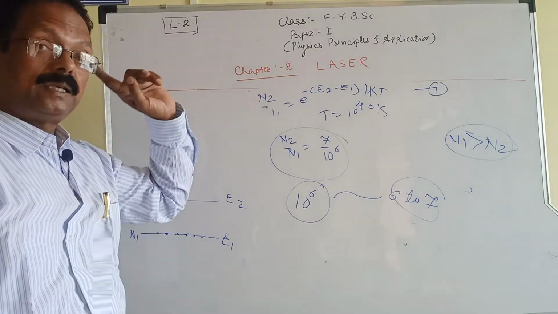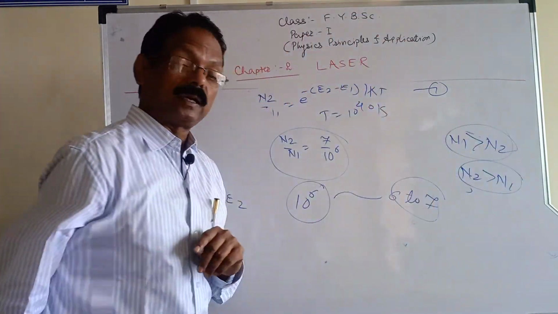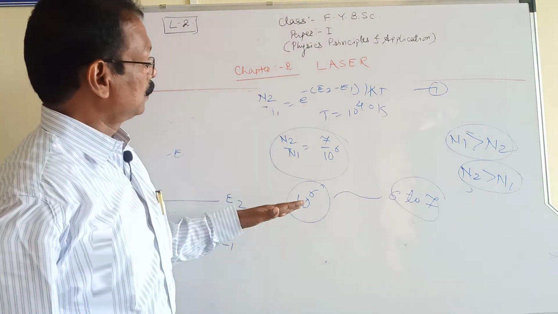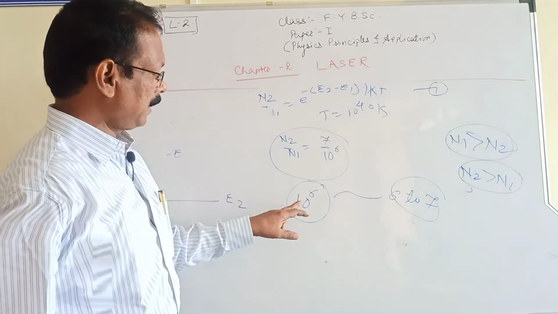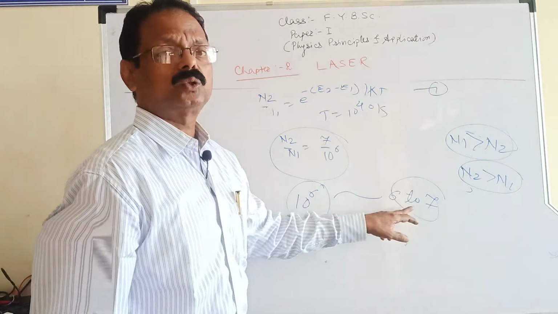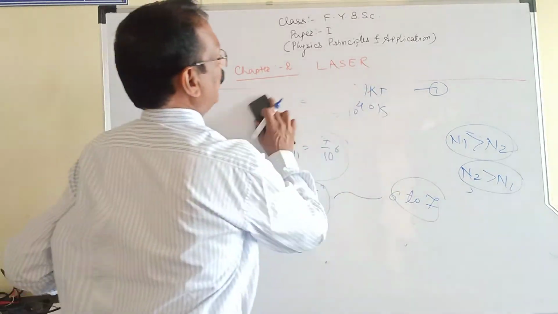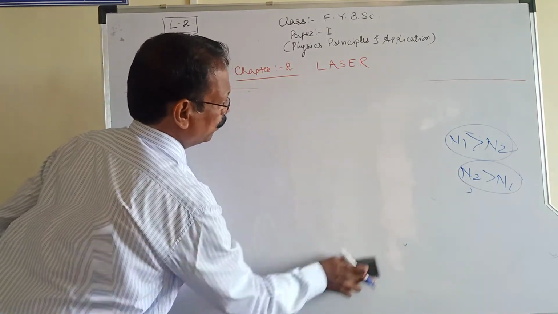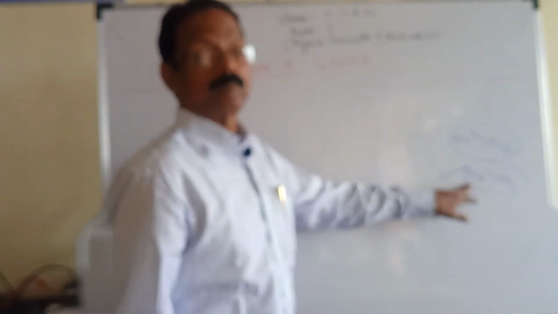So if the stage is reached when N2 is greater than N1, this is the population inversion. But it is very hard. But this stage has been achieved by scientists. So from this equation we proved that at 10 raised to 4 degrees Kelvin, out of 10 raised to 6 atoms, only 6 to 7 atoms go to the higher energy level. So this is nothing but thermal equilibrium, and we are familiar with that. It is very difficult to find out this situation, population inversion.